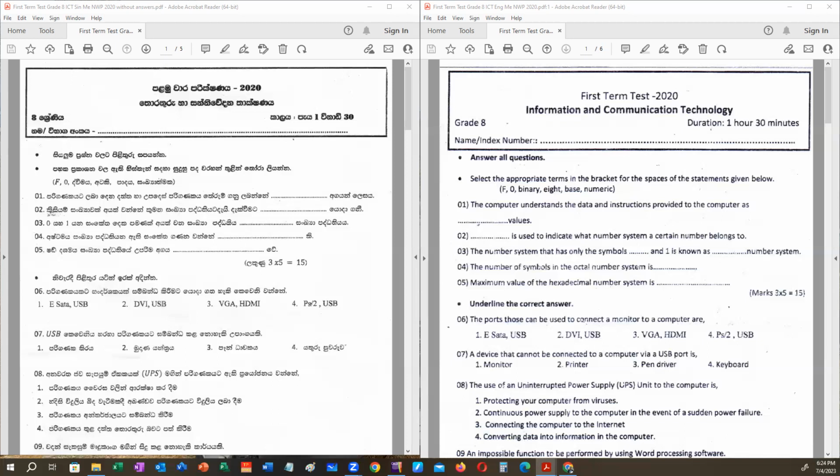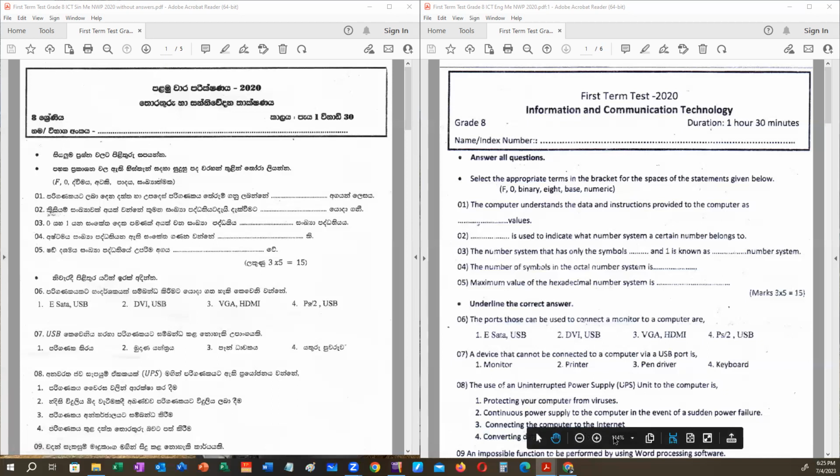Right, the third one: the number system that has only the symbols 0 and 1 is known as the binary number system. There is a small mistake in the English there: put 0 in the first place. 0 and 1 is known as the binary number system.